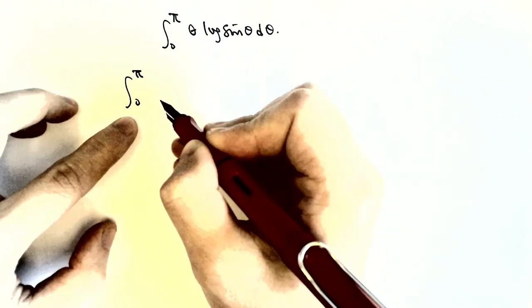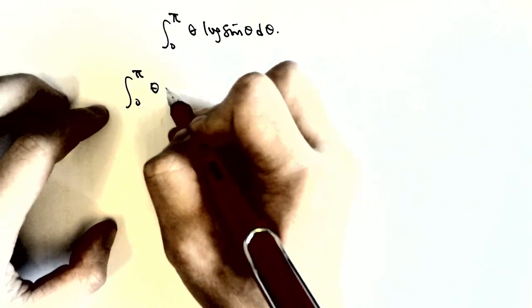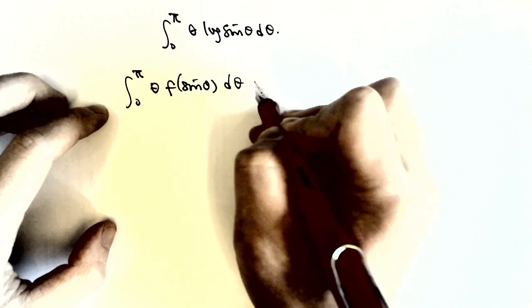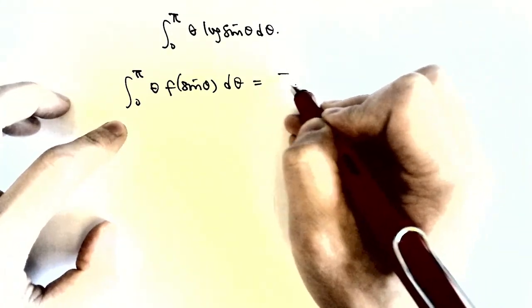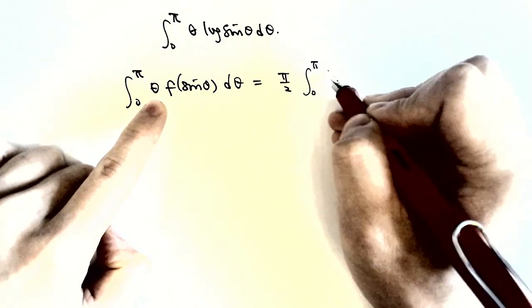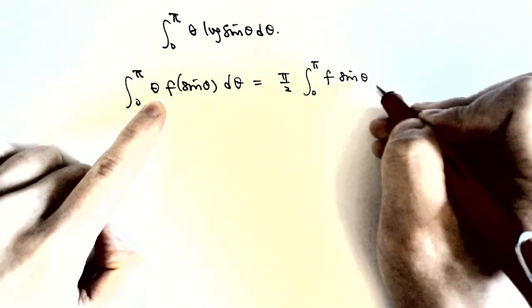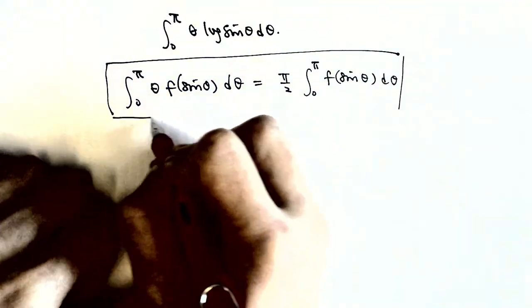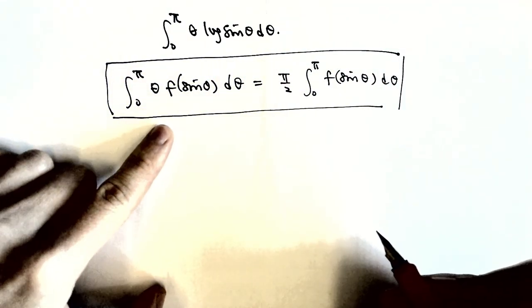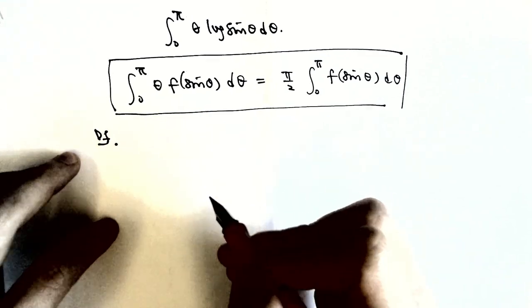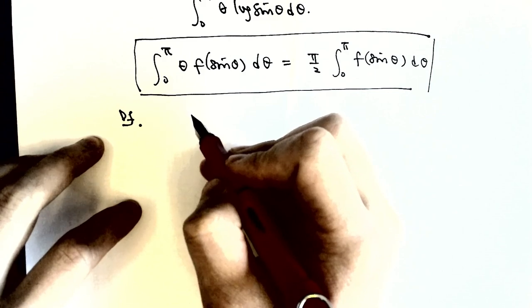When we have the integral from 0 to pi of theta times a function of sine theta d theta, it will be pi over 2 times the integral without the theta. Now, we will show this very useful identity. The idea is very easy, just use a simple u substitution.